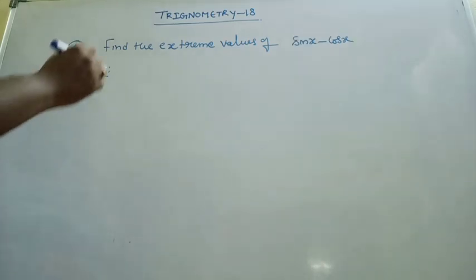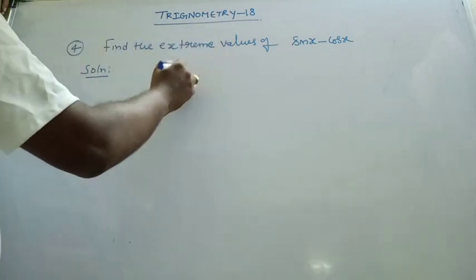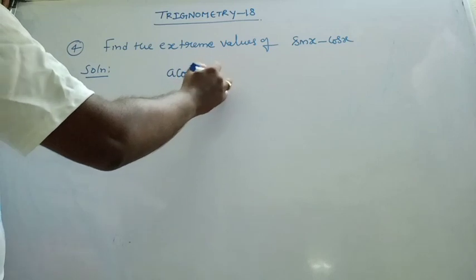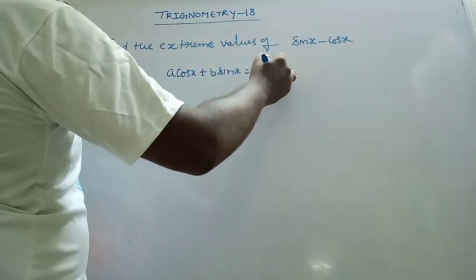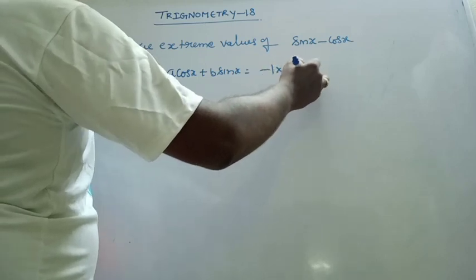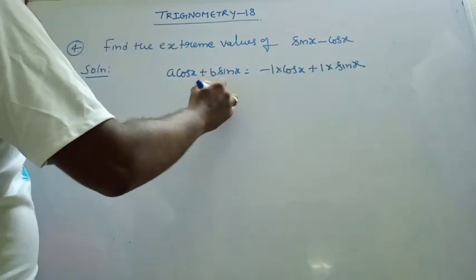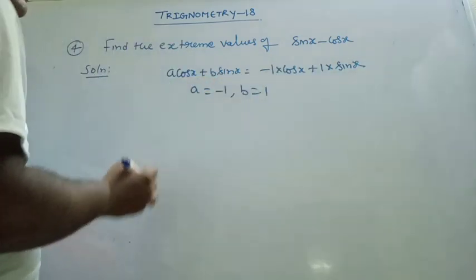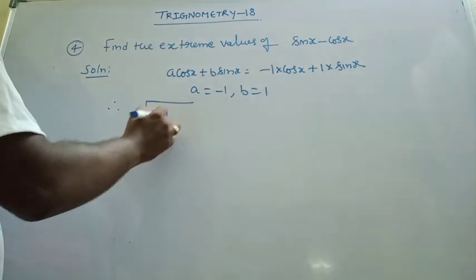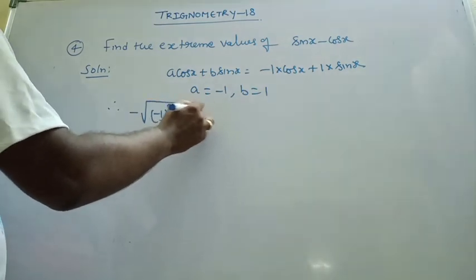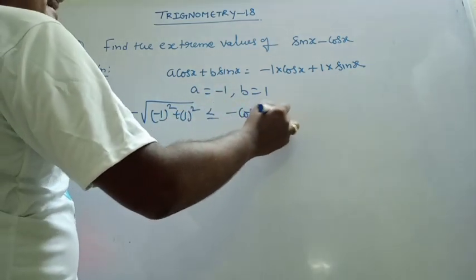Next we have: find the extreme values of sin x minus cos x. If you arrange it like this, a cos x plus b sin x, this is now minus cos x, that is minus 1 into cos x plus 1 into sin x. Here a value is minus 1 and b value is 1. Therefore, the extreme values we are going to get are minus square root of minus 1 square plus 1 square, lesser than or equal to our problem, minus cos x plus sin x.